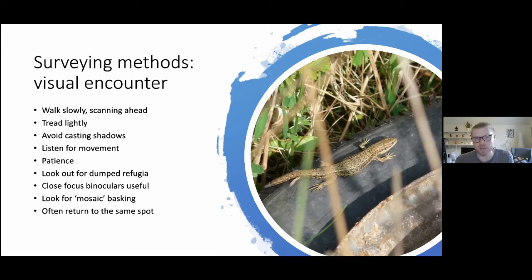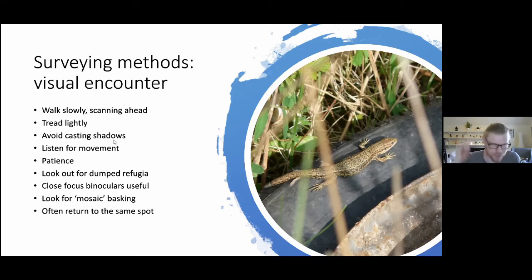Okay, that's where you want to be training your gaze. That's where you want to be looking. And you do have to scan ahead, maybe a meter, a couple of meters ahead of you. And they are quite small, so it is difficult. And you just get better at it over time. You do have to tread relatively lightly. So that means you can't really be stomping through waist-height vegetation. You've got to find somewhere that your footsteps aren't going to cause too much disturbance.